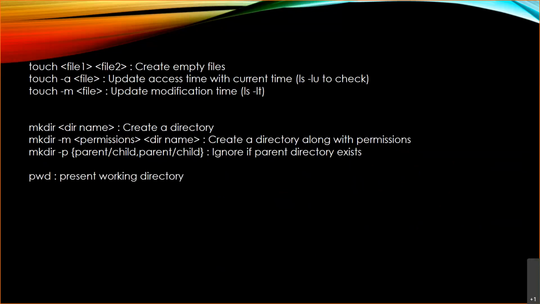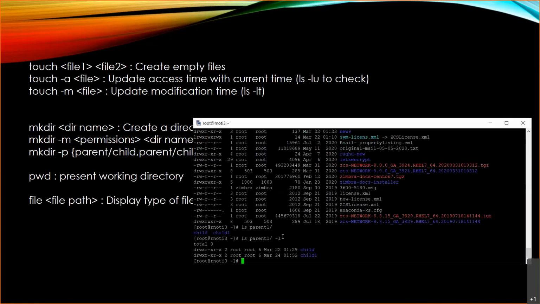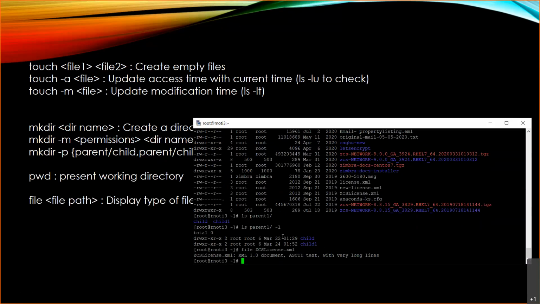So the next command is pwd. We have already discussed the pwd. It displays the present working directory where we are. And another important command is file. It will simply display the file type. For example, here you can see this is an XML file.